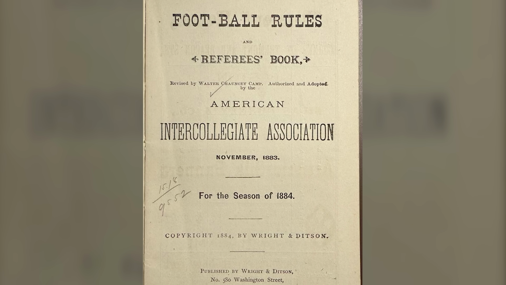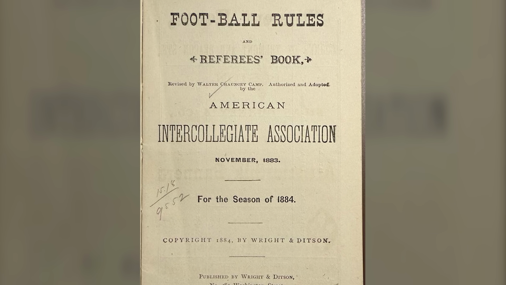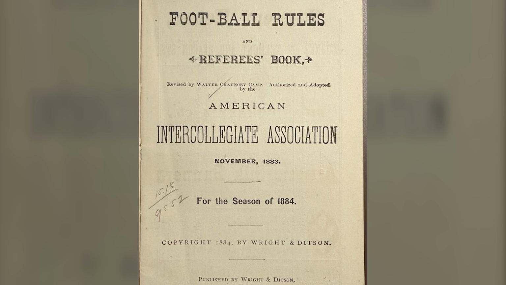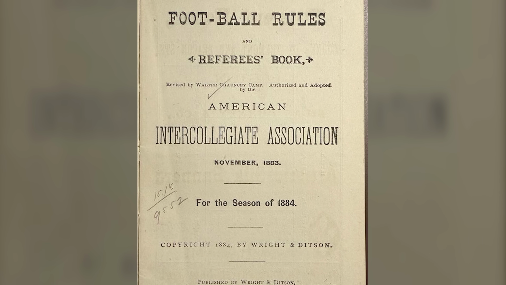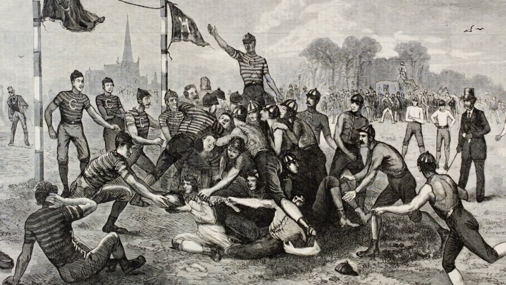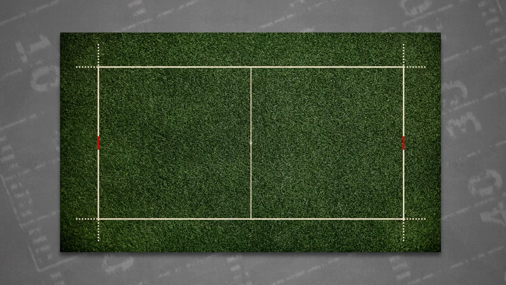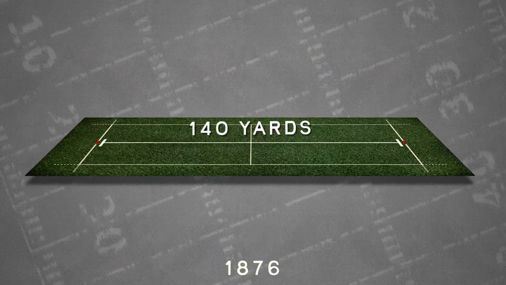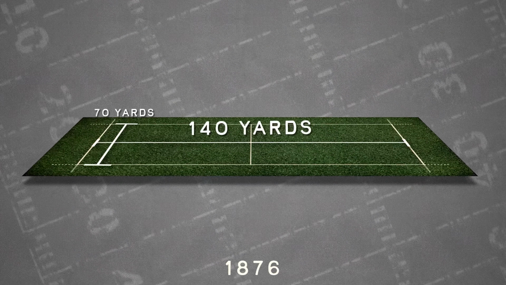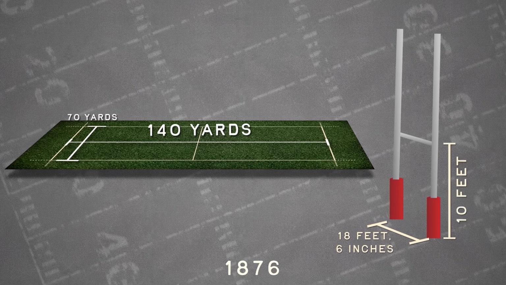Their set of rules firmly established football as a game where you carry the ball with your hands and kick it through a pair of upright posts, largely based on rugby, with a few unique American twists. In this football, teams played with 15 men aside, so a large field was needed to accommodate the 30-man battle. The field dimensions were set at 140 yards by 70 yards, and the field goals were set at a width of 18 feet 6 inches, and the crossbar at a height of 10 feet.